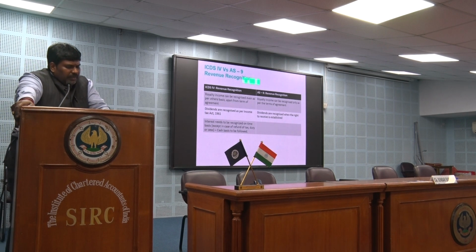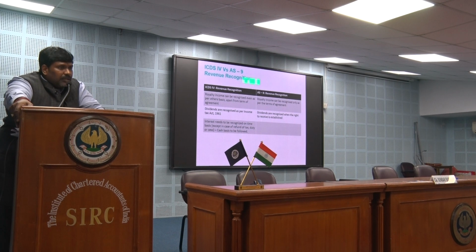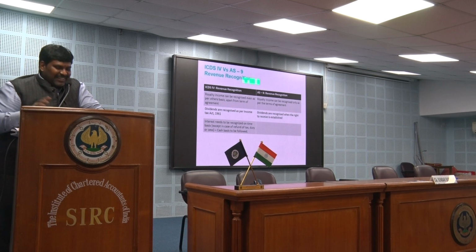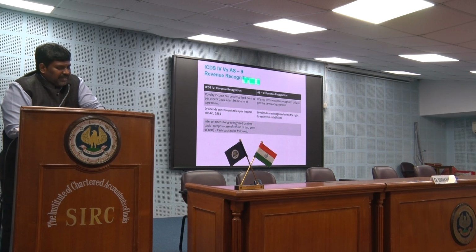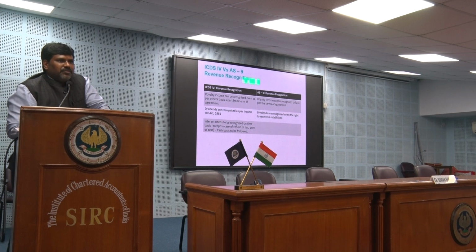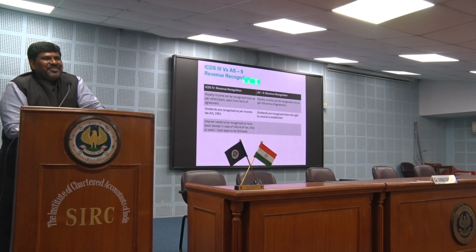As far as ICDS on royalty incomes can be recognized even as per other basis apart from terms of agreement. If in case royalty incomes need to be taxed yearly, then show the income as per that and tax it. That's the idea. Royalty income can be recognized only as per the terms of agreement. Dividends are recognized as per the tax laws, and as per recognition, the right to receive is established. Interest needs to be recognized on a time basis except in case of refund of tax, duty or cess, etc., where on a cash basis, only when the department pays the interest do you offer it as income.